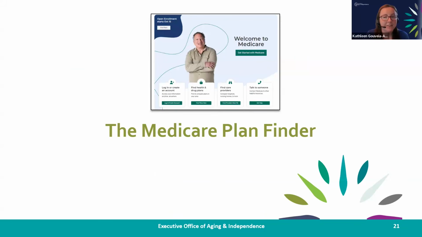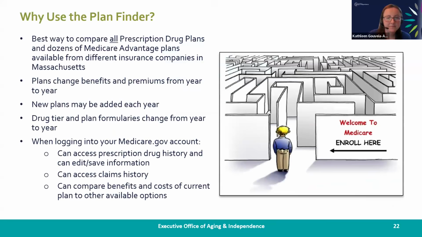The Medicare Plan Finder. Why use the Medicare Plan Finder? The Plan Finder is the best way to compare all prescription drug plans and dozens of Medicare Advantage plans available from different insurance companies here in Massachusetts. The plans change the benefits and premiums from year to year, and new plans may be added each year as well. Drug tier and plan formularies can change from year to year.